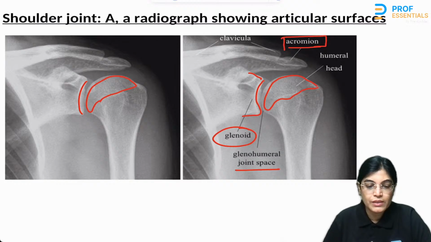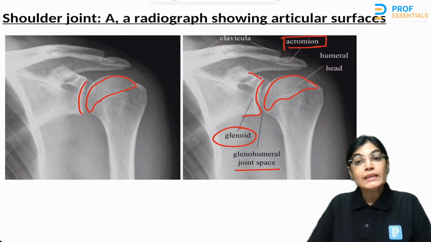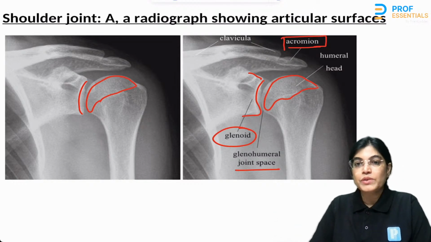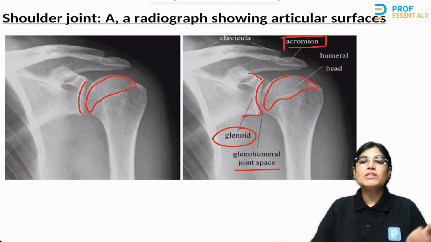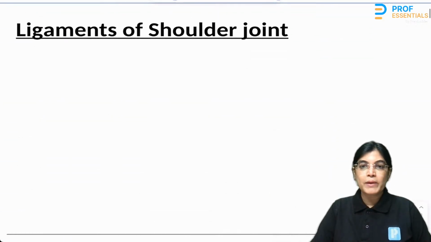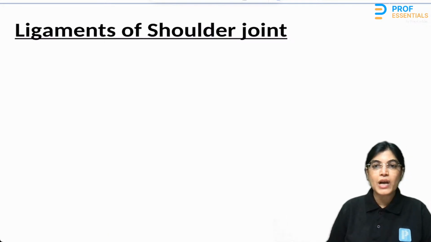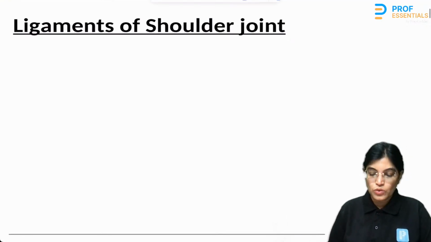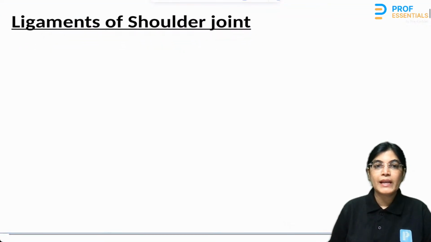Now moving up with the next, a very important topic about the shoulder joint, which is definitely asked in the examination, either in the university paper or in the viva practical exam: the important ligaments which are supporting the shoulder joint. So ligaments of the shoulder joint is the next topic to be known. I want everybody to write down the important points, firstly the name of the primary ligaments.